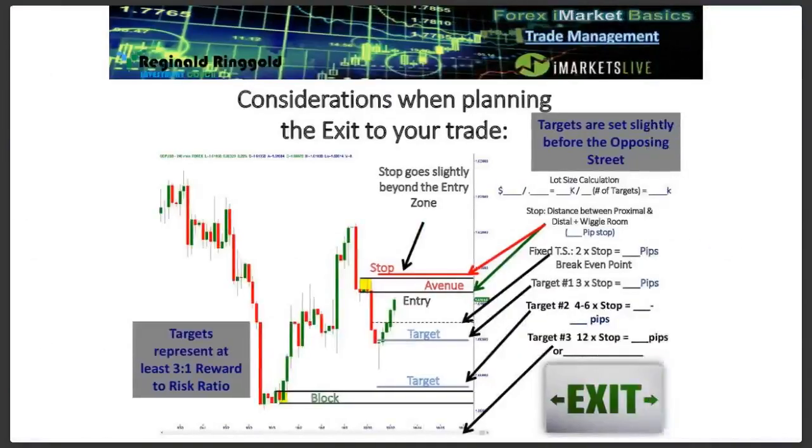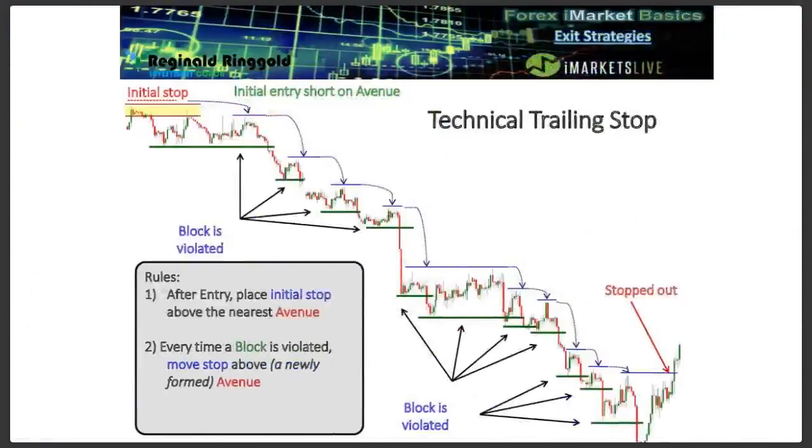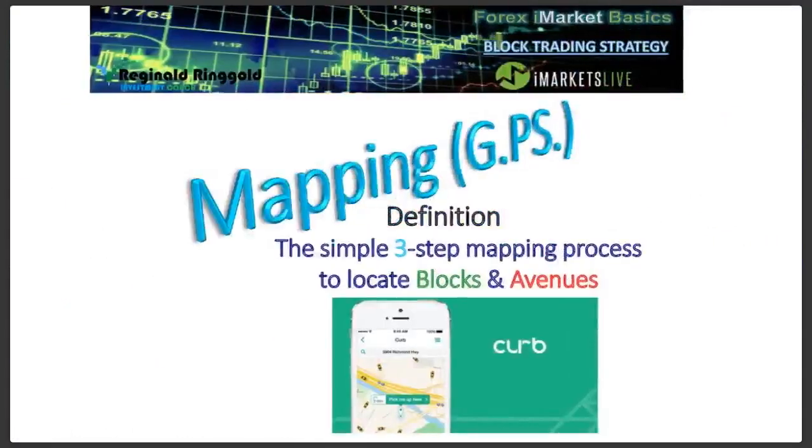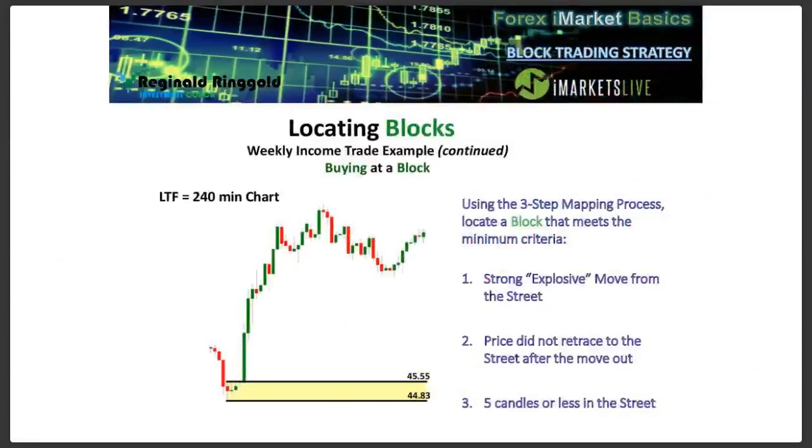All right, so I'm almost done. I'll have you guys out of here in about 10 minutes. Let's go to charting and mapping. So locating a block. I'm talking about a weekly income time frame trade, based on us taking swing trades, for example. That means your lower time frame would be your 240-minute chart. Using the 3-step mapping process to locate the block, it must meet the minimum criteria. It's got to be a strong, explosive move from the street.